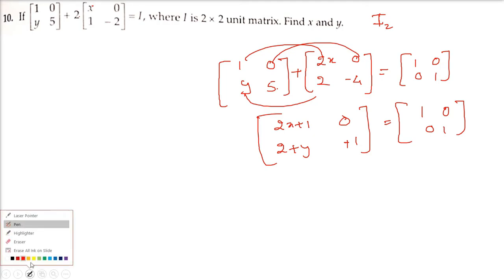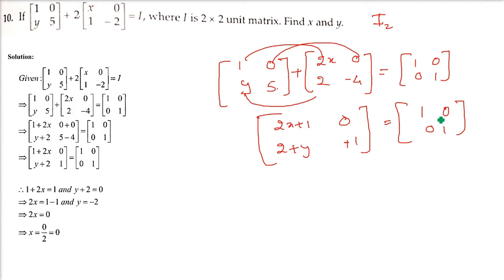Now you can just equate the corresponding values, right? So this 2x plus 1 is equal to 1. And 2 plus y will be equal to 0. From here you get y equals minus 2. From here you get 2x equals 1 minus 1, 0. X equals 0. So this is the x and y value.